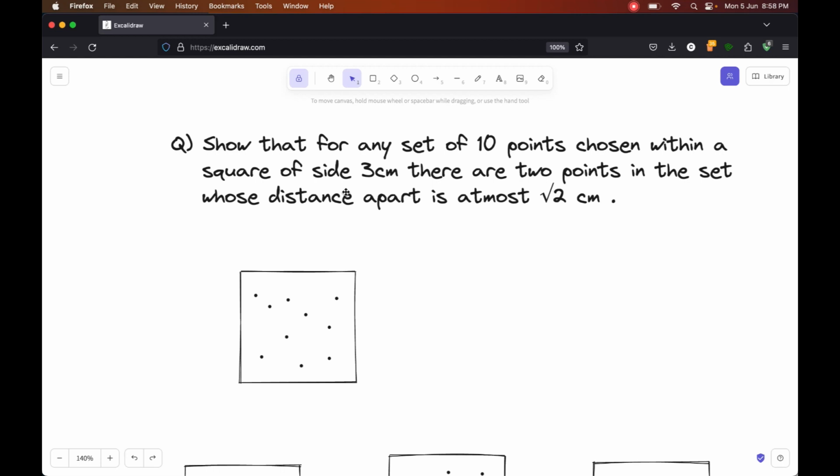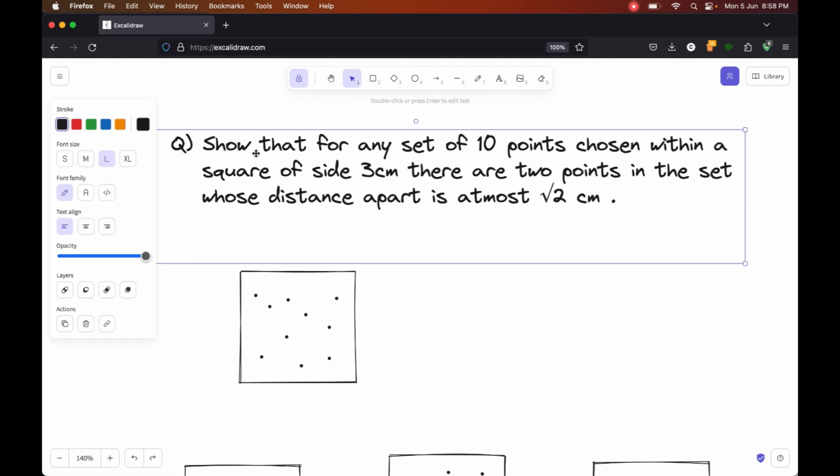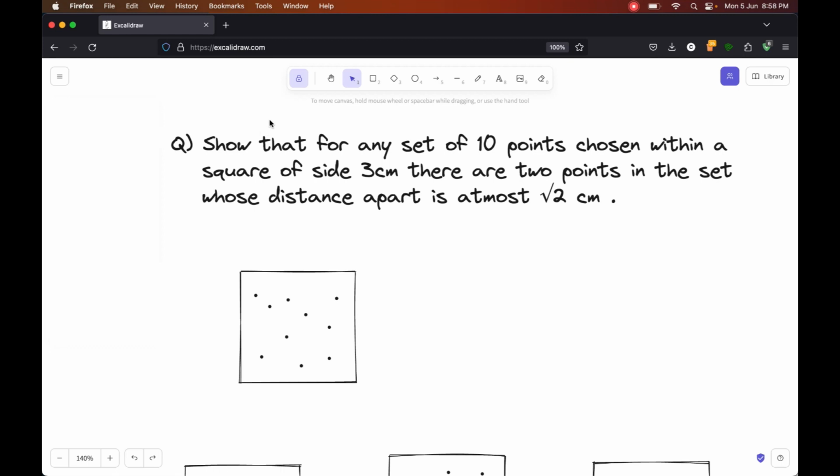I hope you tried this question. Whenever you see such kind of brain teaser question, first try to understand the question thoroughly and start solving it. Let's understand the question clearly first. So here the question says, for all sets of 10 points, that means for every possible set of 10 points, the maximum of the minimum distance between 2 points is root 2 centimeters.